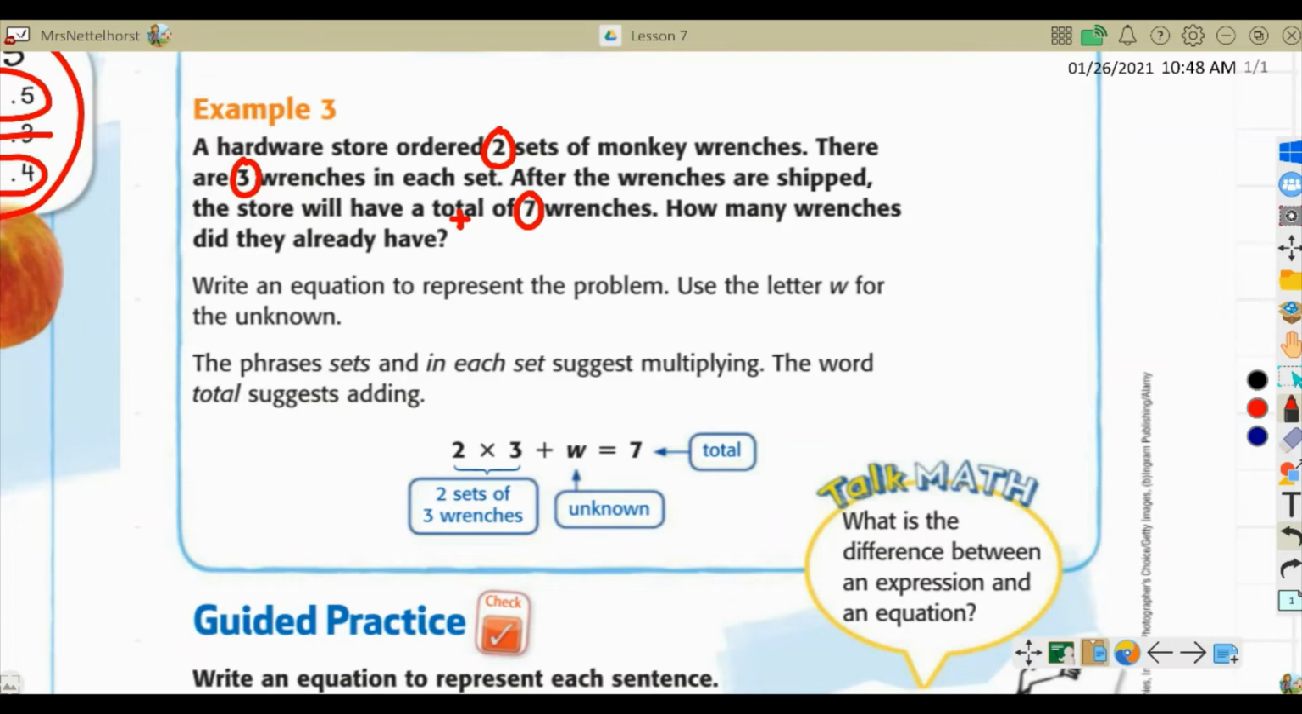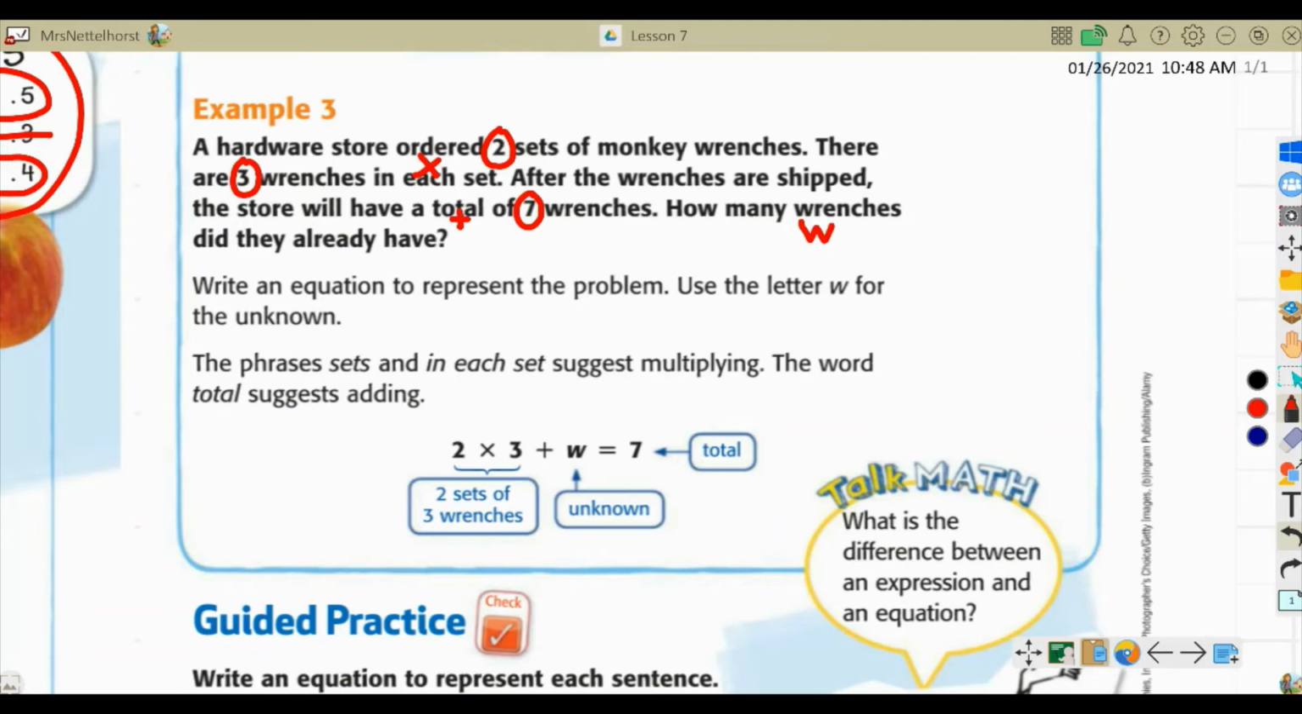So I'm going to write an equation to represent the problem. Use the letter W for the unknown. So W is how many wrenches they had to begin with. The phrases sets and in each set suggest multiplying. So I have the word each here. So I know I'm going to multiply.